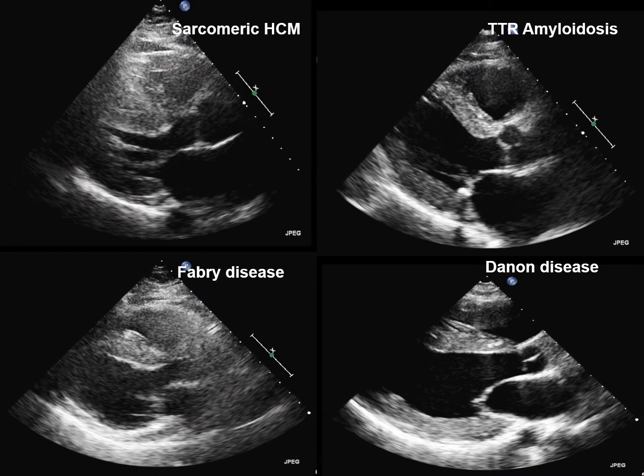So, coming back to the 4 images I showed you before, the first case was sarcomeric HCM, the second case was TTR amyloidosis, the third one was Fabry disease, and the fourth Danon disease. And you know that all these 4 diseases have different treatments, so it's important. In this case, the genetics and also the histology were very important.